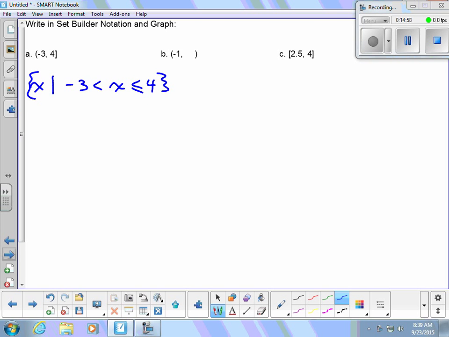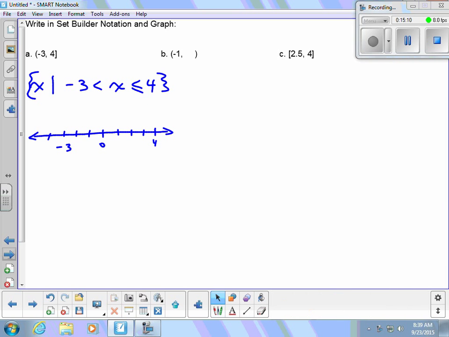So there's the set builder notation for A. On the number line, there's 0, 4, -3, etc. And so we're going from -3 to 4 with a square bracket on the 4 because it's included, and a round bracket on the -3 because -3 is not included.